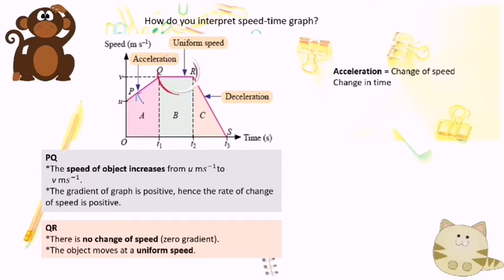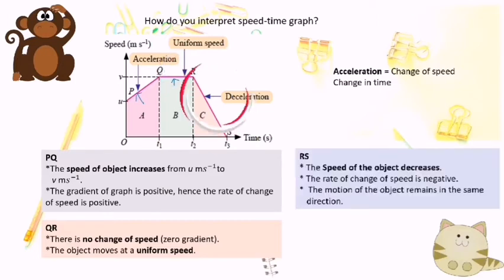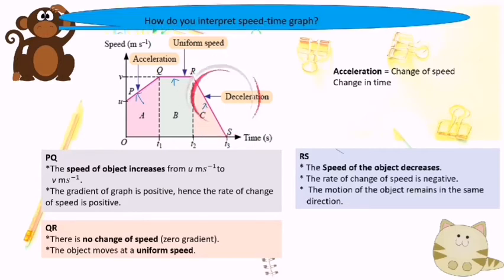Line QR: there is no change of speed, zero gradient. The object moves at uniform speed. Line RS: the speed of the object decreases. The rate of change of speed is negative. The motion of the object remains in the same direction. So this part we call deceleration.